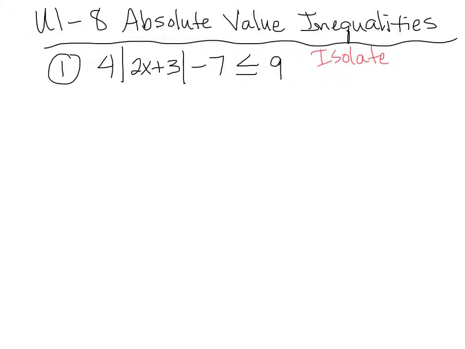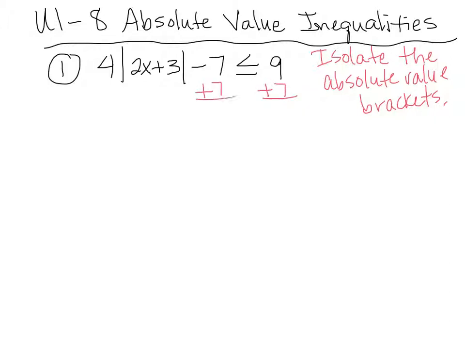And this step is not new. We've done this before. So isolate the absolute value brackets. That will be done in 2 steps in this problem. First, we must add the 7. You have to get rid of the constant first. I rewrite as 4 times the absolute value of 2x plus 3 is now less than or equal to 16.